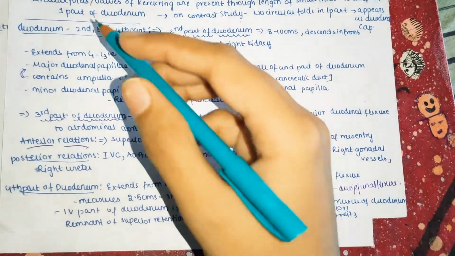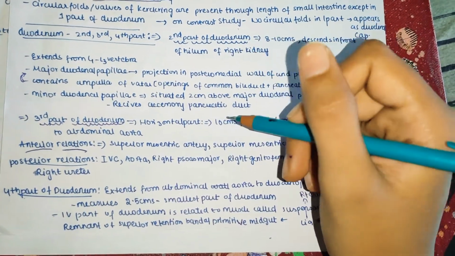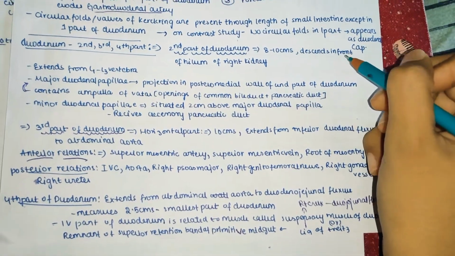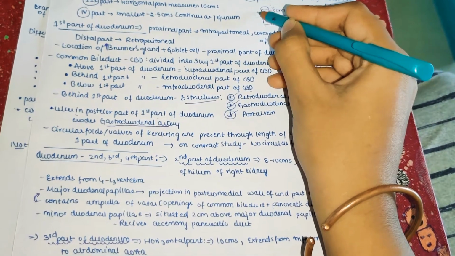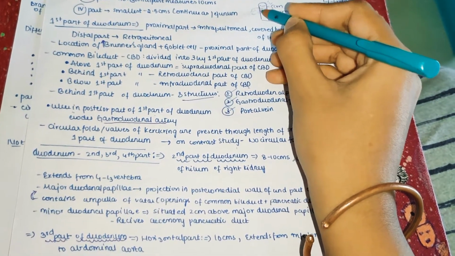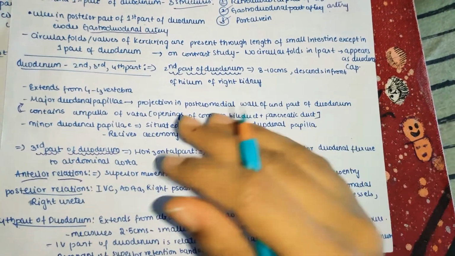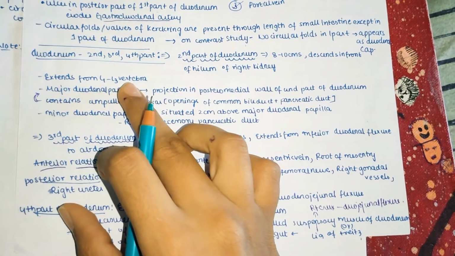Okay. Now coming to the duodenum second, third and fourth parts. Okay. So the second part of duodenum is 8 to 10 centimeter and it is descending in front of the hilum of right kidney. So as we drew here, on the back side of the second part there will be a right kidney like this. So this is a right kidney. Okay. And it is extending from L1 to L3 vertebra.